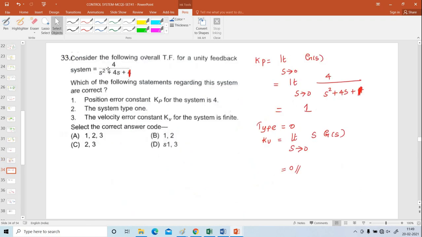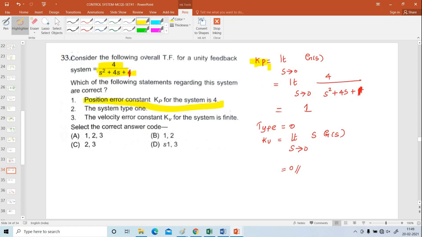So the condition is T is less than 2. Next, consider the following overall transfer function for the unity feedback system: 4 divided by s^2 + 4s + 1. Which of the following statements regarding the system are correct? The first one given is that the position error constant Kp for the system is 4.